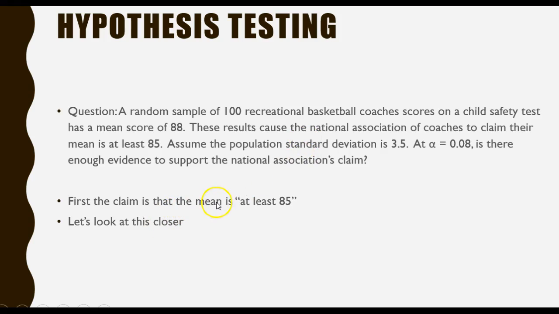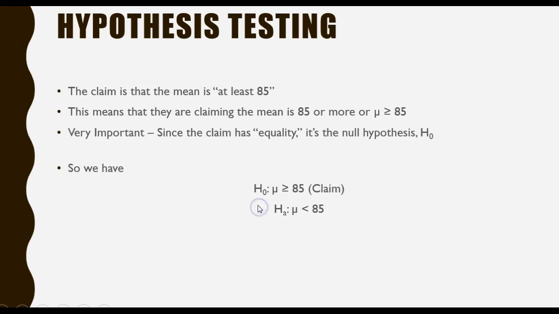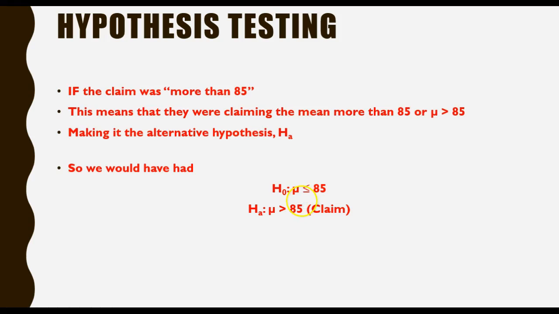First, the claim is that the mean is at least 85. That means that it's 85 or more, so they're claiming that the mean is greater than or equal to 85. This is very important. Since that claim has equality in it, it's the null hypothesis. So we have null, that is greater than or equal to. The opposite or complement of that would be that it's less than 85.